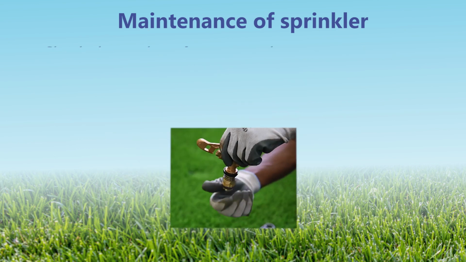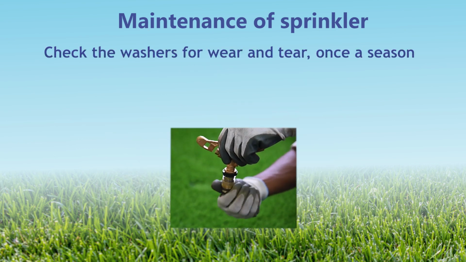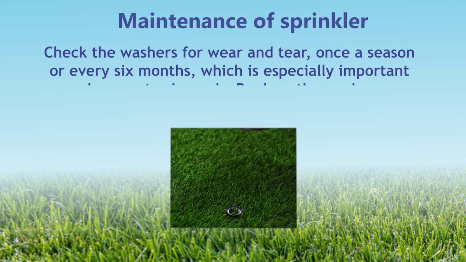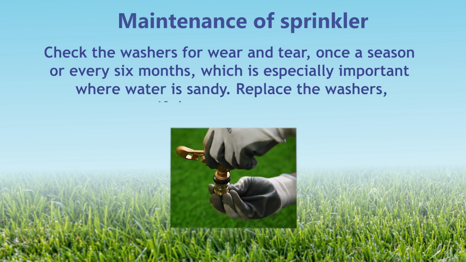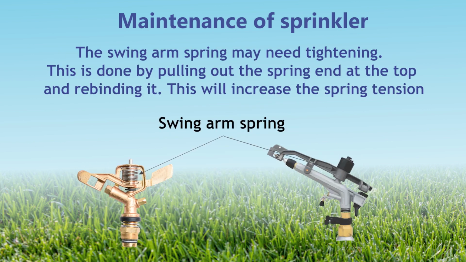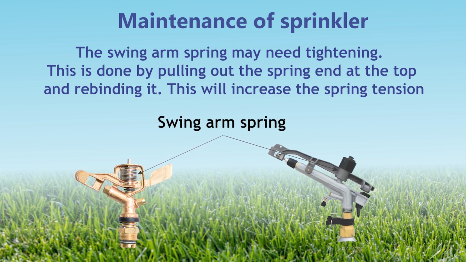Check the washers for wear and tear once a season or every 6 months, which is especially important where the water is sandy. Replace the washers if they are worn out. After several operations, the swing arm spring may need tightening. This is done by pulling out the spring end at the top and rebinding it. This will also increase the spring tension.